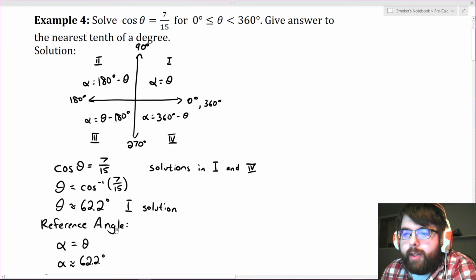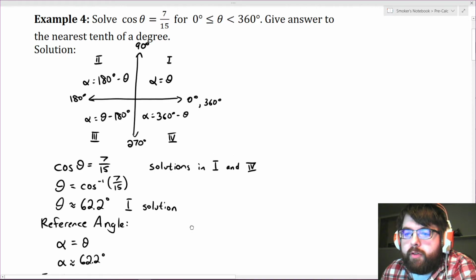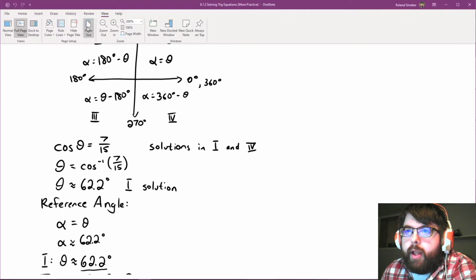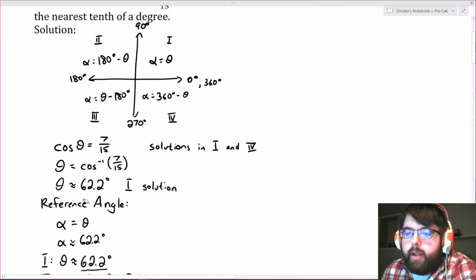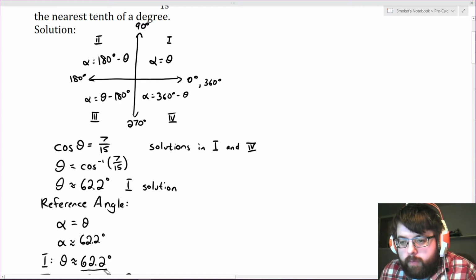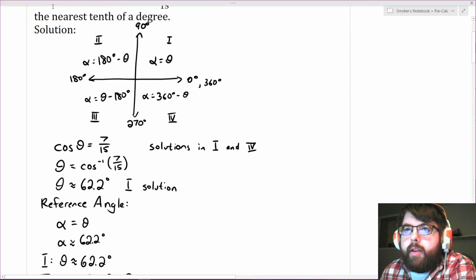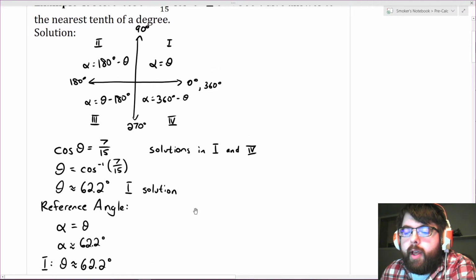The reason I need that reference angle is that it's pretty easy to find the first quadrant solution. To find the fourth quadrant solution is a little bit more work. I just decided not to underline my solutions because I summarized the solutions at the end instead.